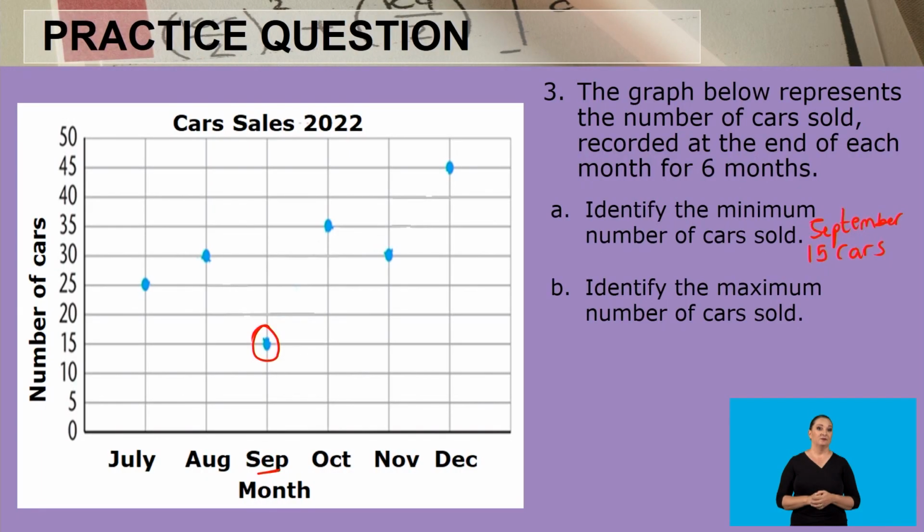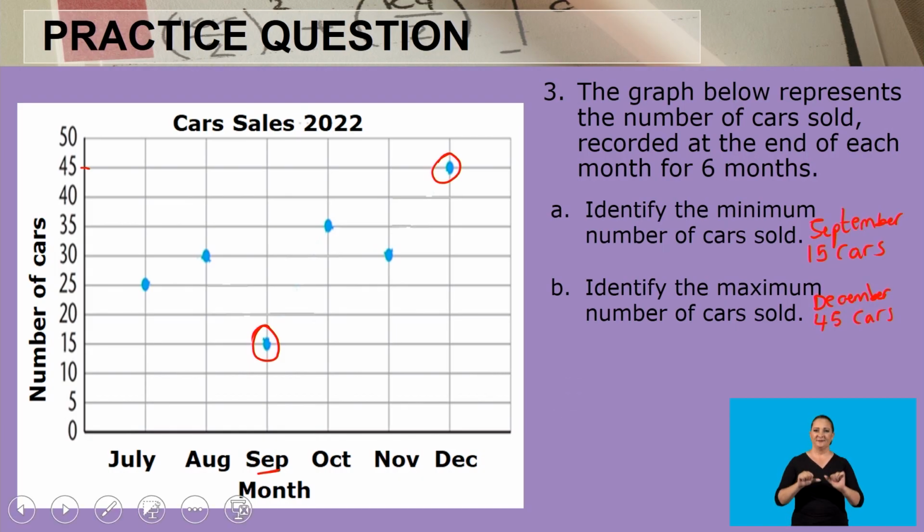If you are thinking of 45, then you are absolutely correct, because we can see that 45 there is the highest number of cars sold, and those were the cars there in December. So we can see that the maximum number of cars sold there is December, and that was 45 cars that were sold in that month of December.